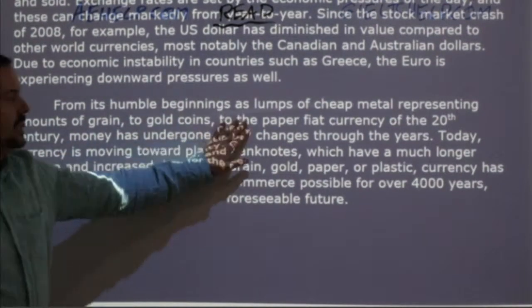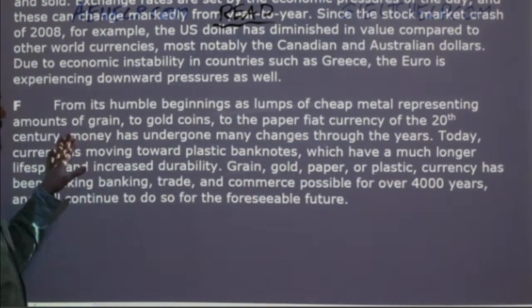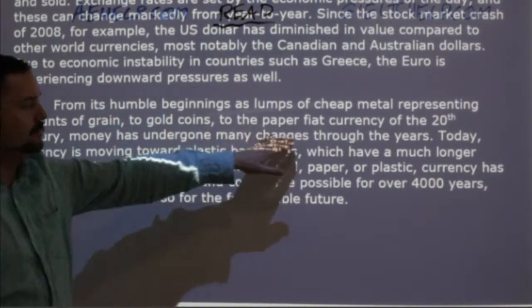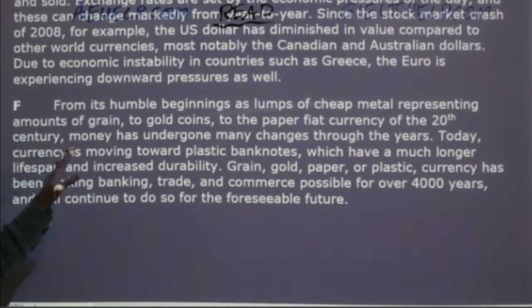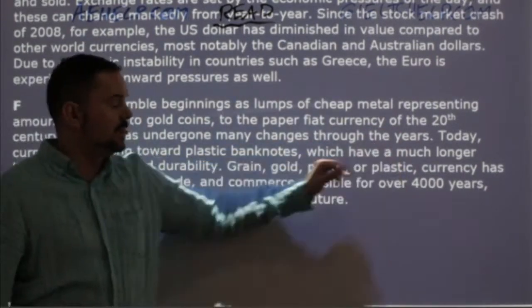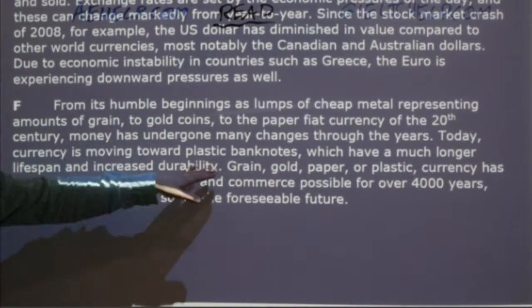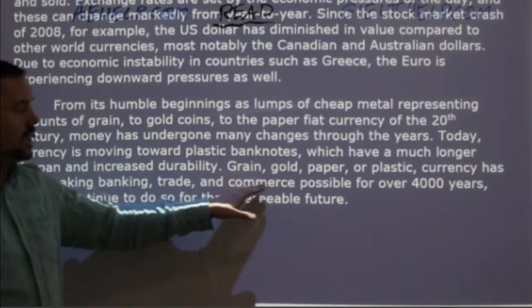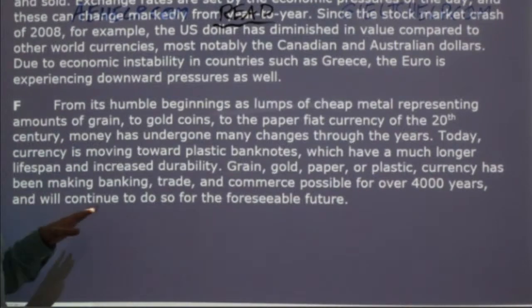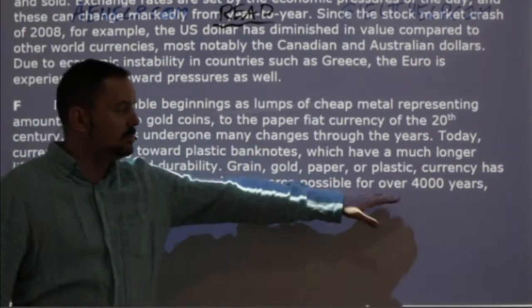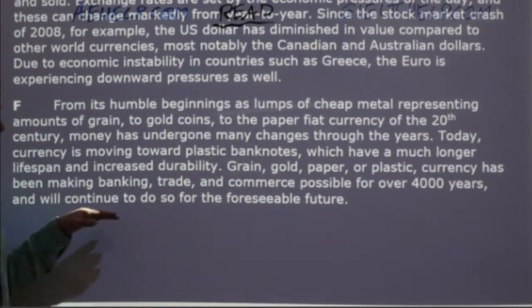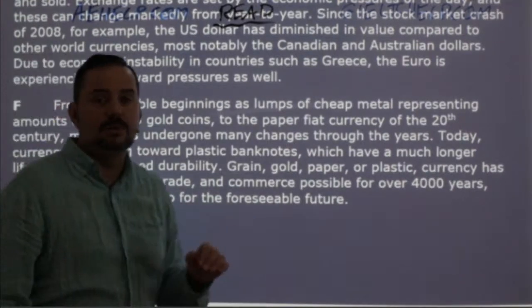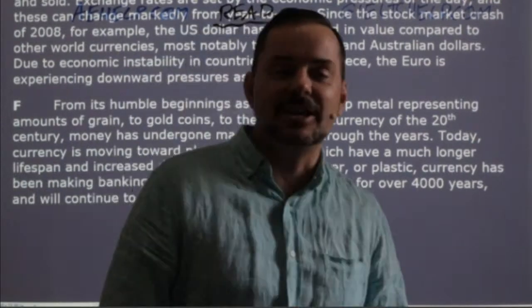From its humble beginnings as lumps of cheap metal representing amounts of grain to gold coins, the paper fiat currency of the 20th century, money has undergone many changes throughout the years. Today, currency is moving toward plastic banknotes, which have a much longer lifespan and increased durability. Grain, gold, paper, or plastic currency has been making banking, trade, and commerce possible for over 4,000 years and will continue to do so for the foreseeable future. And if I wrote this passage, I might even add another paragraph today about cryptocurrencies, the latest evolution of money in human history.